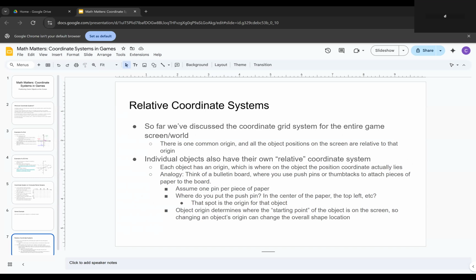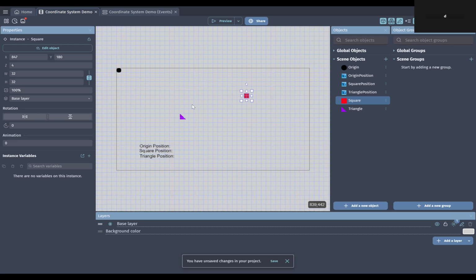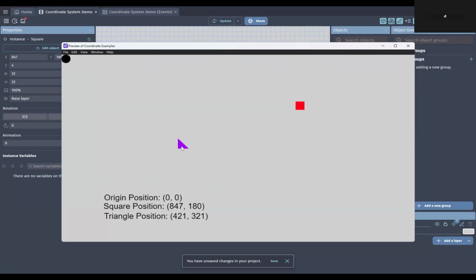Let me go back to my GDevelop really quickly. And here's what I want to show you. So first of all, one thing I don't know if you noticed, when I moved my triangle all the way up as far as I could go, I get a negative 30 for the Y. So that means that part of it is off the screen, but the bottom part is still on the screen. So where's the origin for this? Because that means that the origin is off of the screen. Okay, so let's take a look.